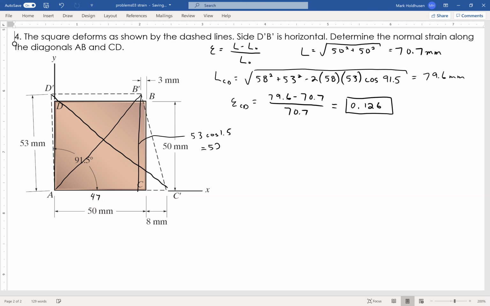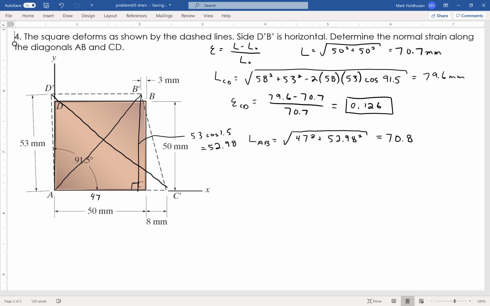That becomes 52.98, which is the height of that, which is going to be the same as the height from A straight up to D prime. Now using that, I can just use the Pythagorean theorem to find my new LAB, because this is a right angle right here. So it's going to be 47 squared plus 52.98 squared, and from that I get 70.8.